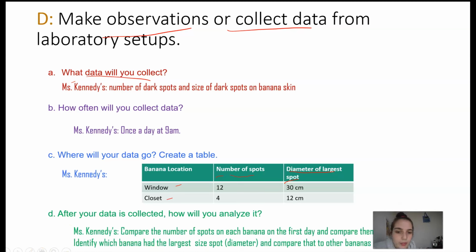So for me, I'm going to compare the number of spots on each banana on their first day to their last day, and I'm also going to identify which banana had the largest spot based on its diameter, and then compare it to the other bananas and their location. So maybe the largest spot was actually on a banana in the closet, which would kind of change what I would think as the result.